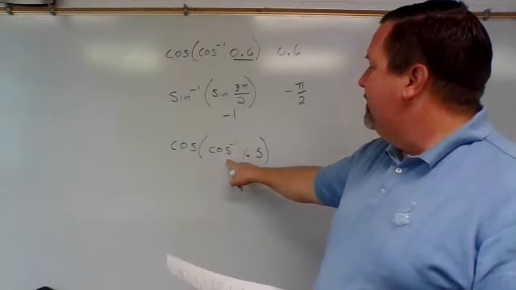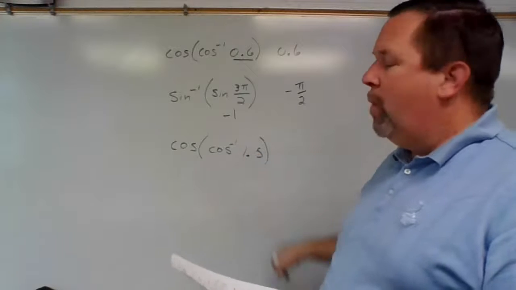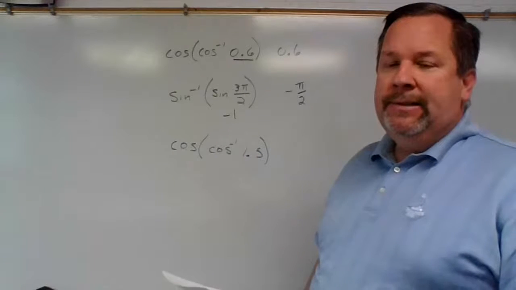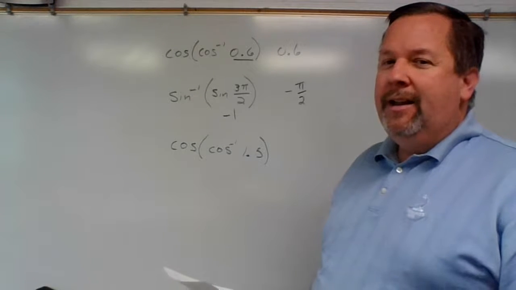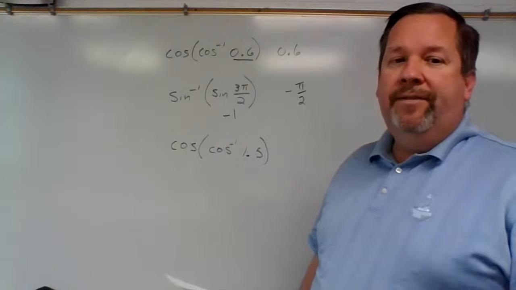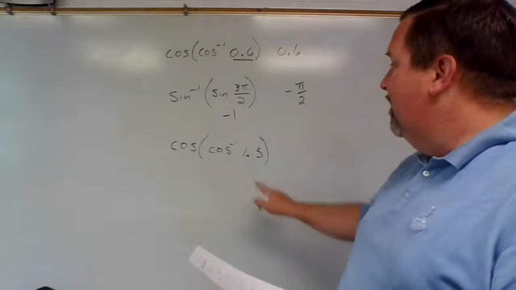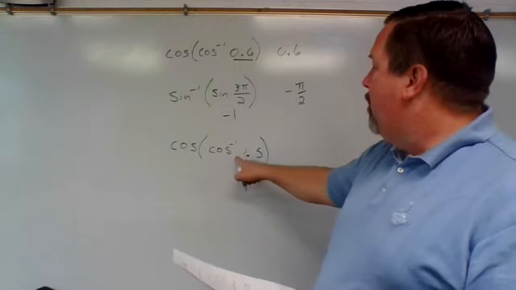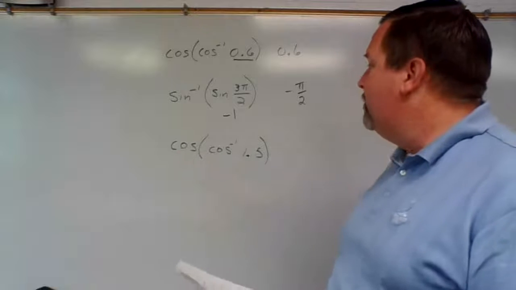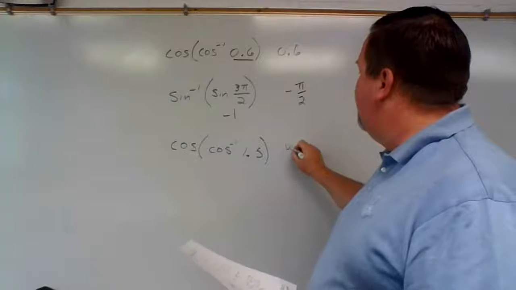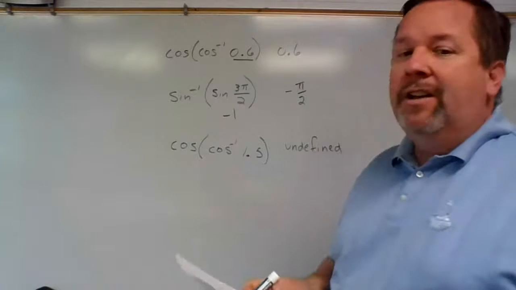But if I look in the parentheses, arc cosine 1.5, what's the angle whose cosine is 1.5? Well, if you think about it, cosine is never 1.5. Cosine never goes above 1. It never goes below -1. So a little bit of a trick question. The angle whose cosine is 1.5 does not exist. If it doesn't exist, I sure can't find the cosine of it. We might say undefined.